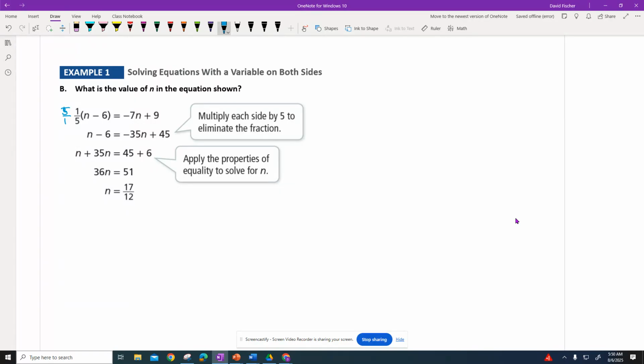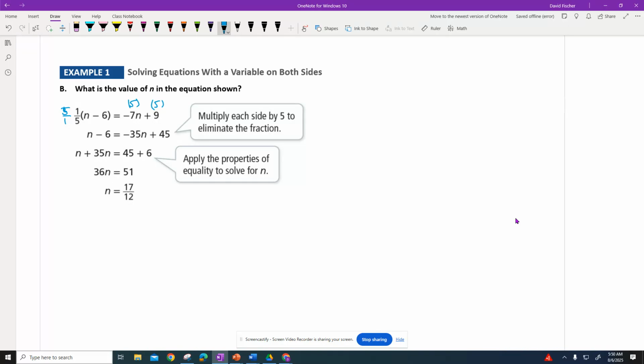But what you have to remember, and I write it up here, is you have to do every term by 5. Okay? So really, this 1/5, that fraction goes away. So it's 1 times n minus 6, which is still n minus 6. 5 times -7 is -35, and 5 times 9 is 45. And so that got rid of my fraction. We have a calculator, so it's not that big of a deal to do 1/5 times n, which would be 1/5 n, and 1/5 times 6, and get a decimal there. So it's not that big of a deal.